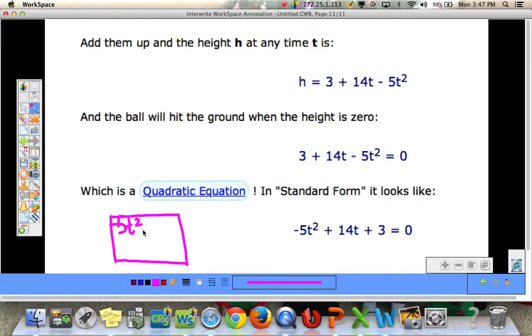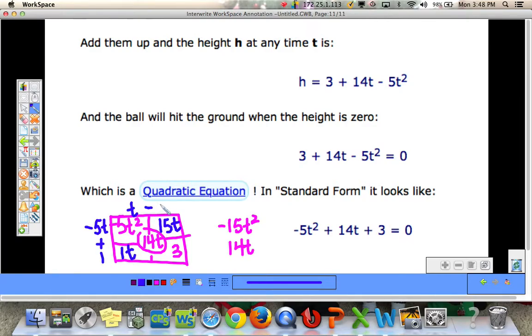Negative 5t squared, 14t, 3. So what multiplies to negative 15t squared that adds to 14t? Well, that would be 15t and 1t. All right, so now let's factor the outside. Let's put a negative 5 here. It'll be easier to get this 15. So negative 5t and t. T times 1 is 1t. T times negative 3 is negative 15t. So here's the factored form.